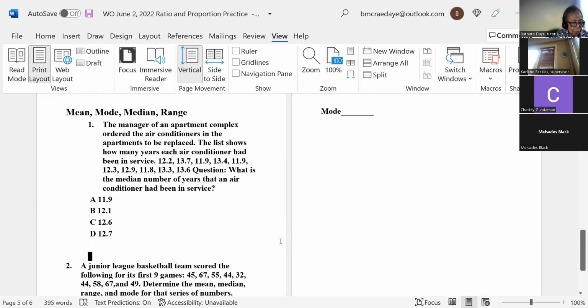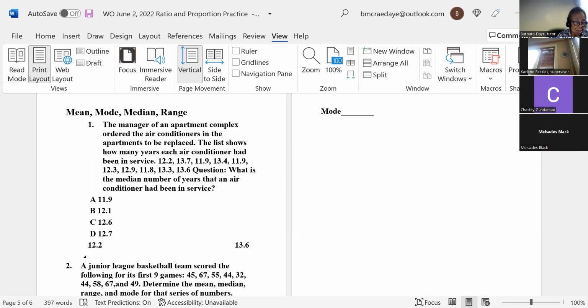Let me glimpse at the paper that I did it on. I think I start at 12.2. I start from low up to high. Okay, so let's just put the lowest number and the highest number. What was the lowest number? The lowest number was 12.2. Okay, that's the lowest. Now what was the highest number? 13.6.